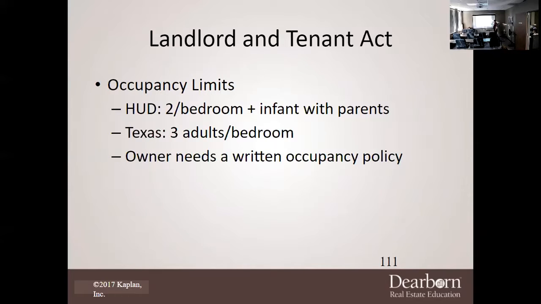Okay. If it's in Texas, there's 3 adults per bedroom. So for each bedroom, you can have 3 adults, but no more.